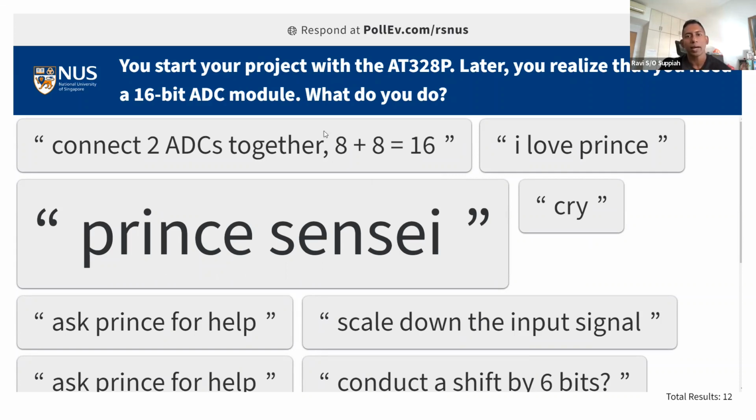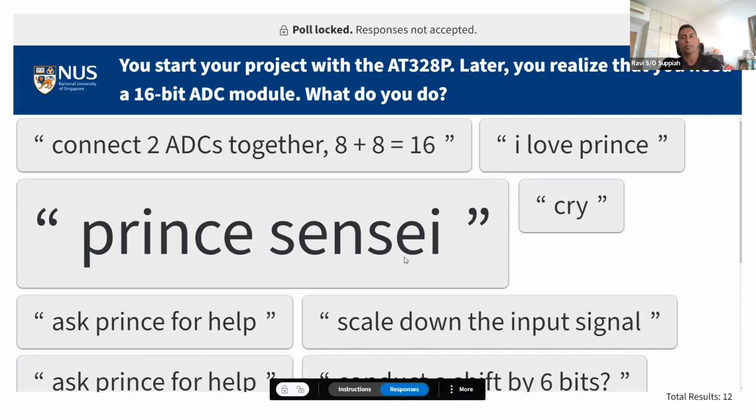So why do I ask this question? Though it's about the ADC module, this issue of realizing halfway through that something is not there is quite a common setback that most students face, especially when they're working on some final year project on their own. And this usually happens because when we start off the project, we may have made certain assumptions, or did not foresee some of the requirements or review the requirements very carefully.